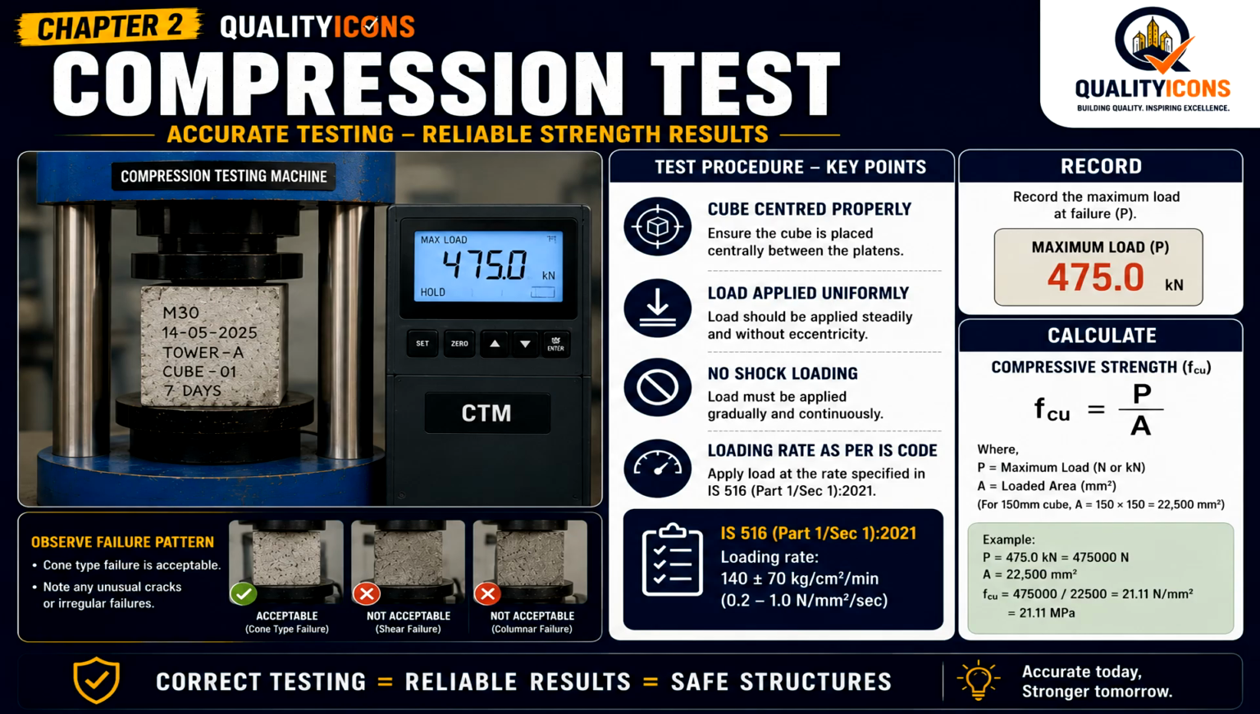See the example for the compressive strength: fck is equal to P by A. P is equal to maximum load, newton or kilonewton. A is equal to loaded area, square mm. The cube area is equal to 22,500 square mm.